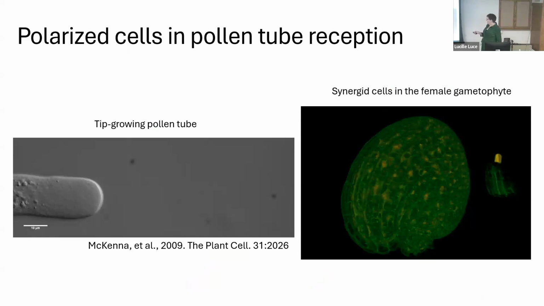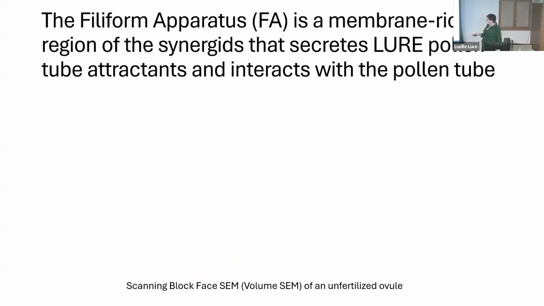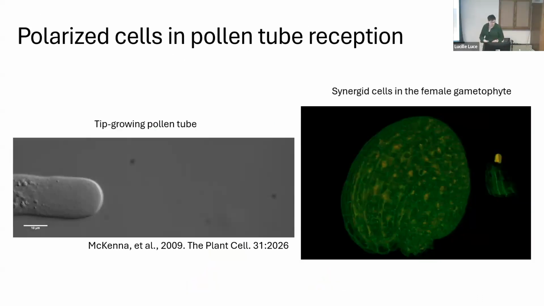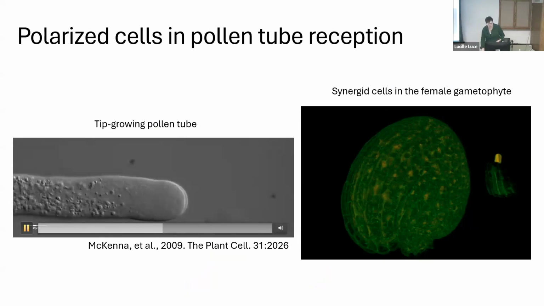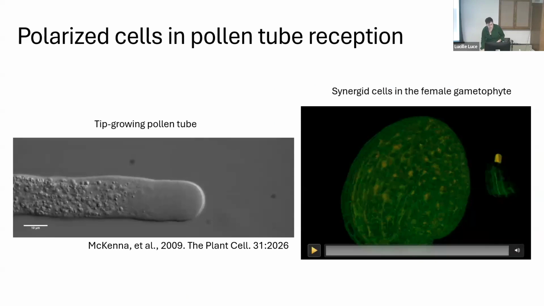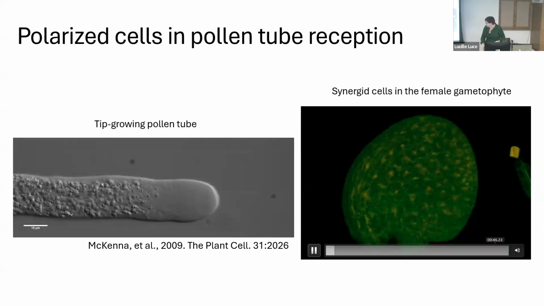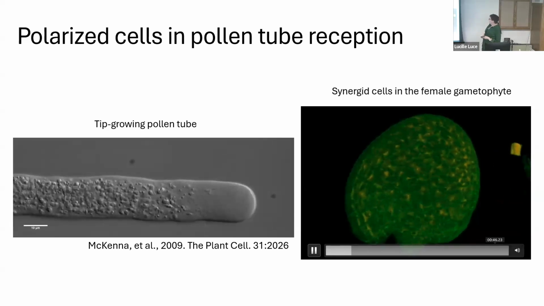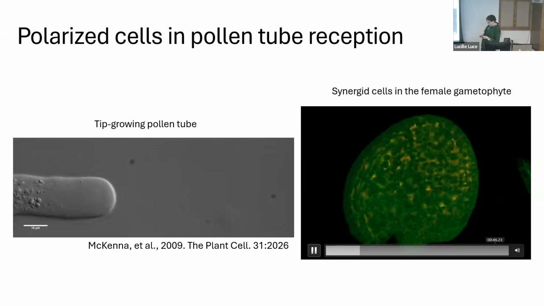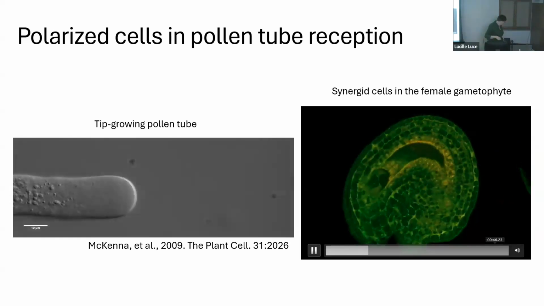So we basically have 2 highly polarized cells that need to talk to each other during pollen tube reception. We have tip-growing pollen tubes that grow by adding new cell wall material and new membrane only to the tip, so they don't get wider, but they get longer. And then inside ovules, we have these synergid cells that are also highly polarized cells.